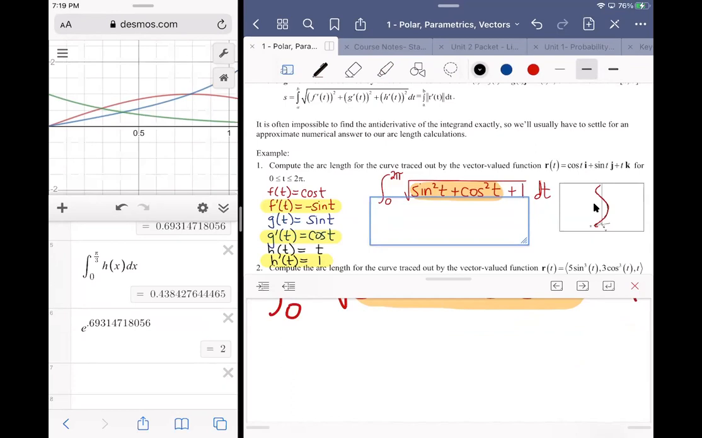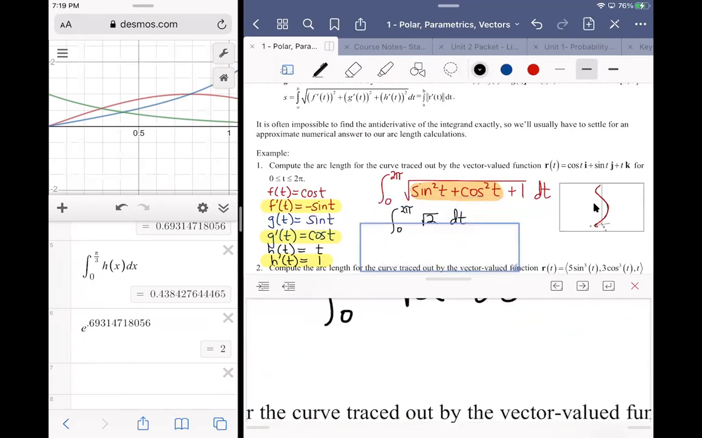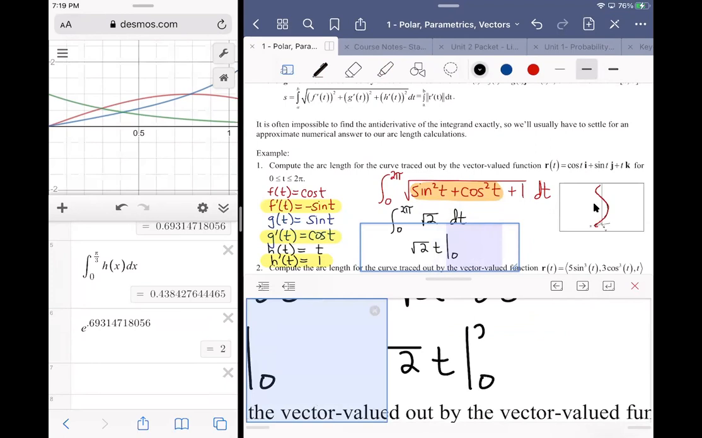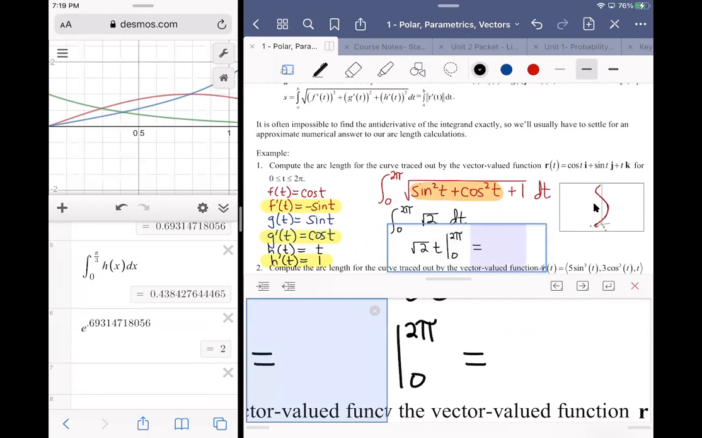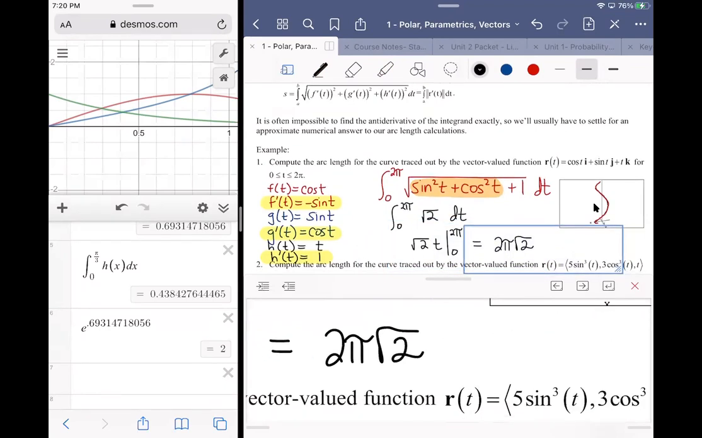So we're looking at, on the interval of 0 to 2 pi, the square root of 1 plus 1 dt, which is going to give us root 2 t on the interval of 0 to 2 pi, which in turn will give us 2 pi radical 2. Now, these are linear units. They didn't give us any units on the problem, so we just say units.